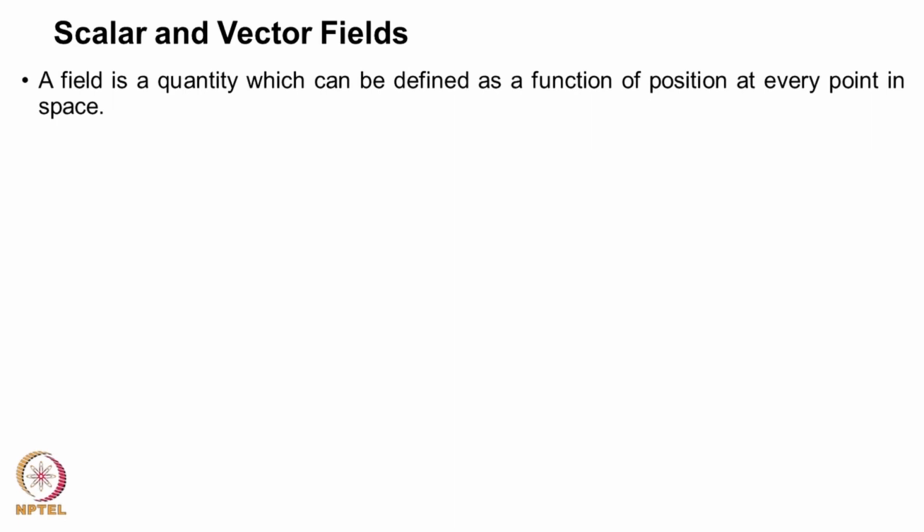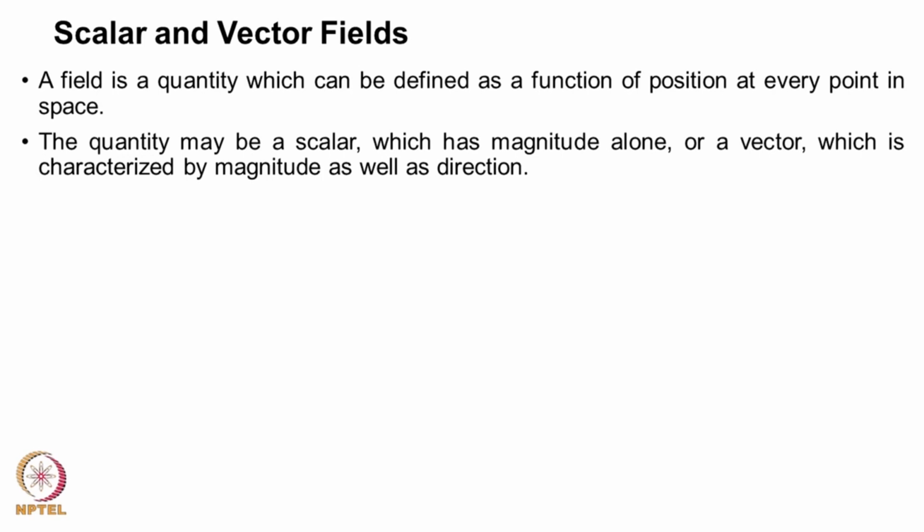We now go to the next topic, what is known as scalar or vector fields, because in fluid mechanics we talk about velocity, temperature or concentration. So, we should know what is a scalar field and what is a vector field. A field is a quantity which can be defined as a function of position at every point in space. This may be a scalar which has only magnitude, or a vector which has both magnitude as well as direction.